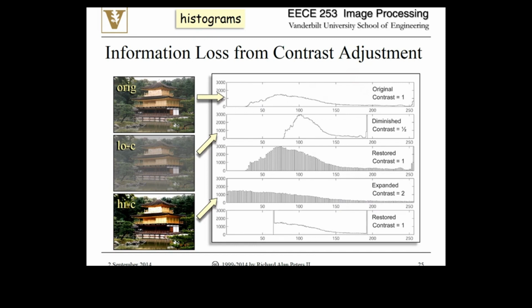So, or increasing the contrast. So this is dividing by 1/2. This is multiplying by 2. So we get the same thing. The reason is this rounding.